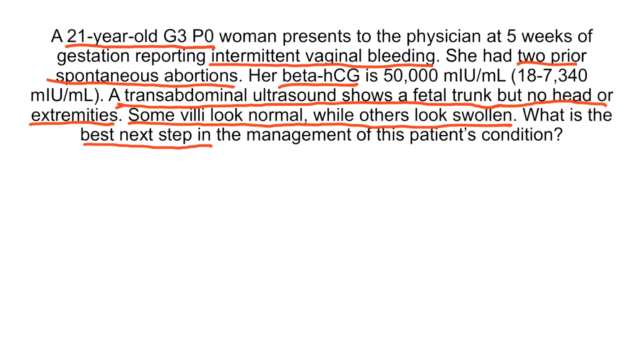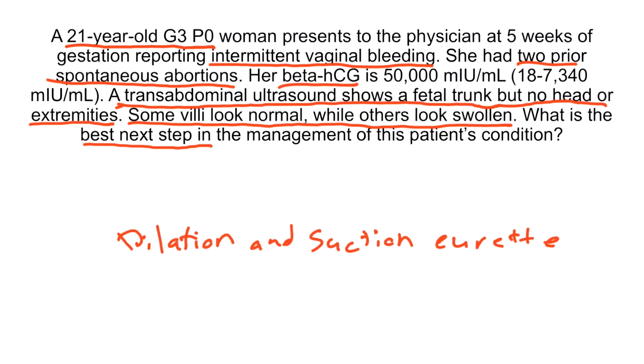All right, this patient with a past medical history of 2 prior spontaneous abortions is presenting with intermittent vaginal bleeding and a high beta-HCG level. A transabdominal ultrasound shows a fetal trunk but no head or extremities. Some of the villi look normal while others look swollen. Together, these clues are suggestive of the classic presentation of a partial molar pregnancy. The best next step in the management of this particular patient is dilation and suction curettage to remove the abnormal tissue responsible for all of the clinical manifestations. And that concludes our lecture on benign trophoblastic disease.